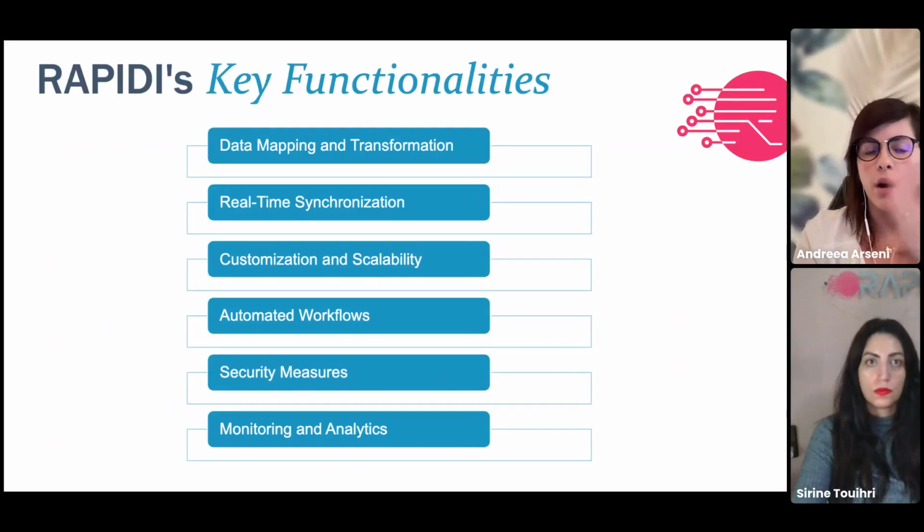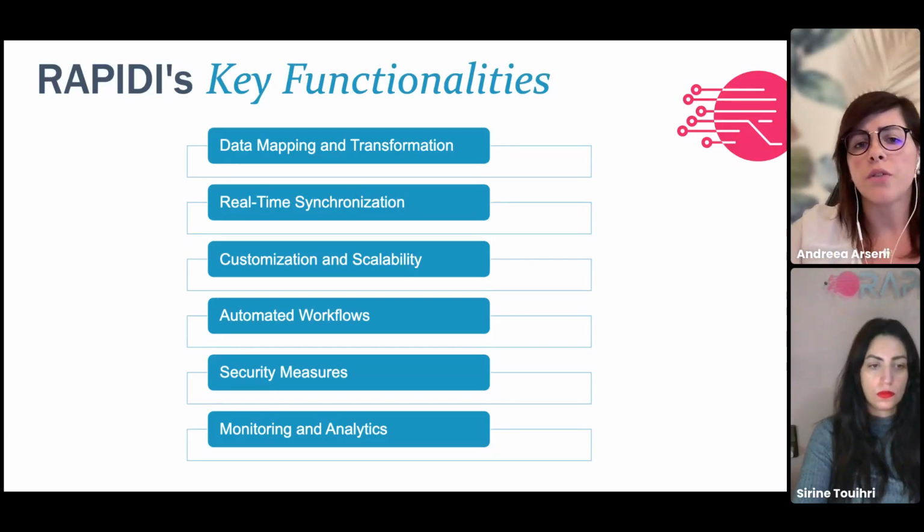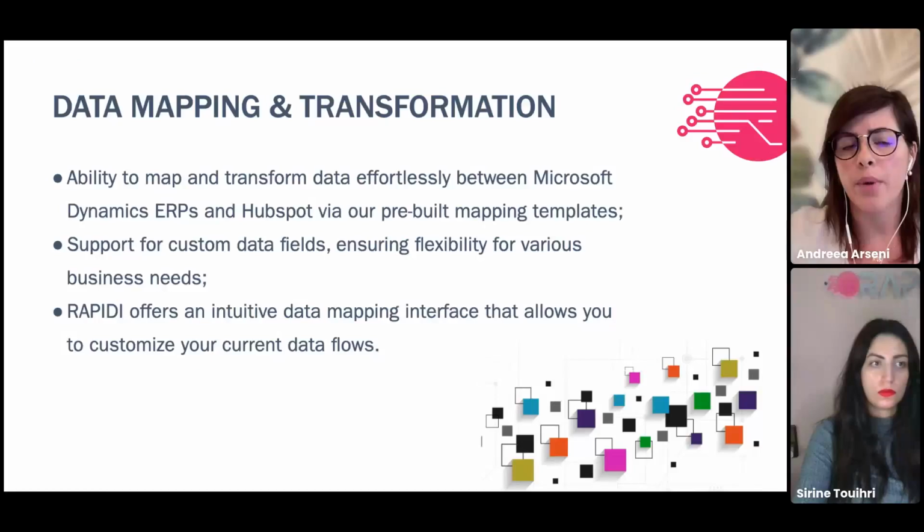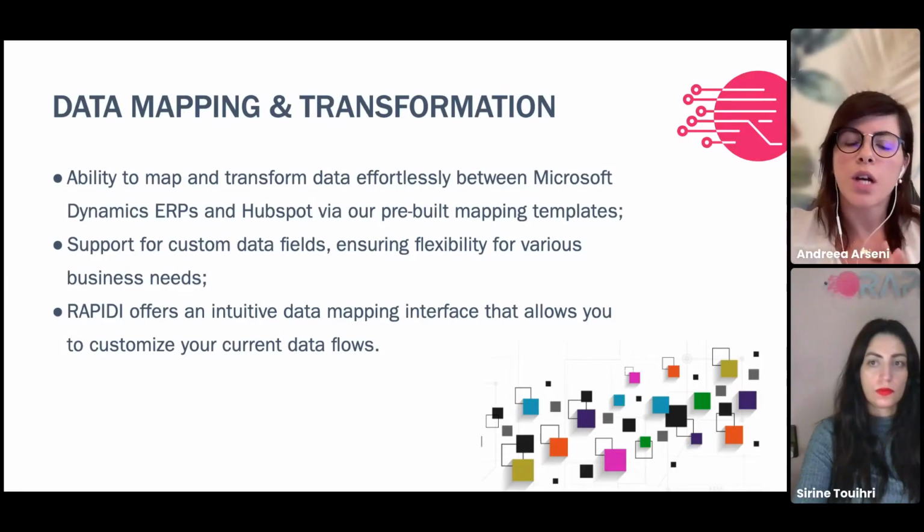Now we'll talk a bit about Rapidi's key functionalities. We have a few things here that we've already looked at, but we will go through them one by one. So we have data mapping and transformation, real-time synchronization, customization and scalability. Then we have the automated workflows, security measures, and monitoring and analytics. So the first one that we have here, which is data mapping and transformation. So we've touched this one before.